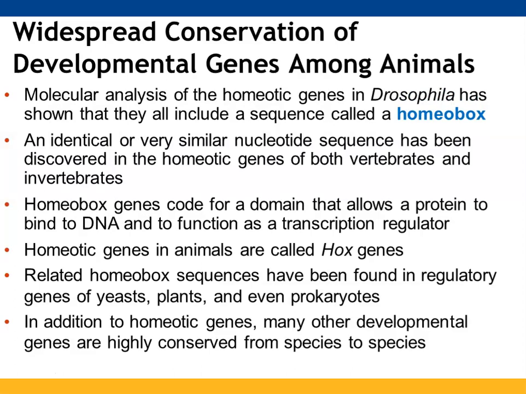There are developmental genes that are definitely conserved to a much greater extent among animals. And so if we look at the homeotic genes in Drosophila, we see that they all contain what we call a homeobox. So these are sequences that are found both in vertebrates and invertebrates. These genes code for domains that allow proteins to bind to DNA and facilitate transcription. They're called Hox genes in animals, and we've seen similar sequences in regulatory genes for yeast, plants, and some prokaryotes. Besides these, there are developmental genes that are also very highly conserved, depending on your species.